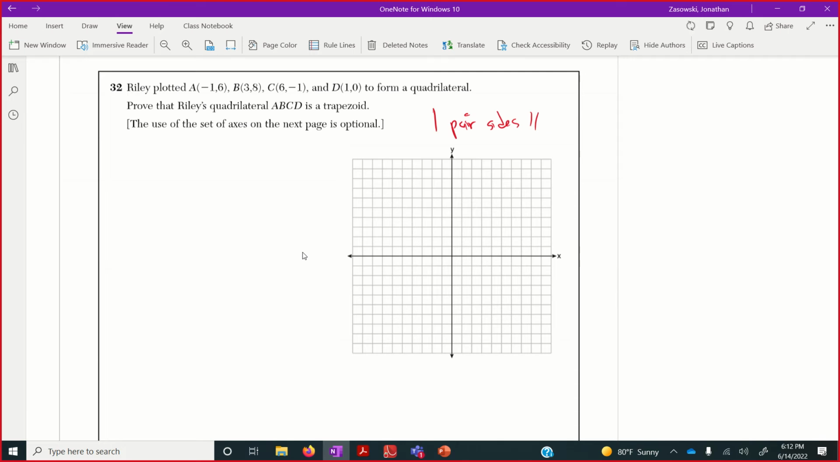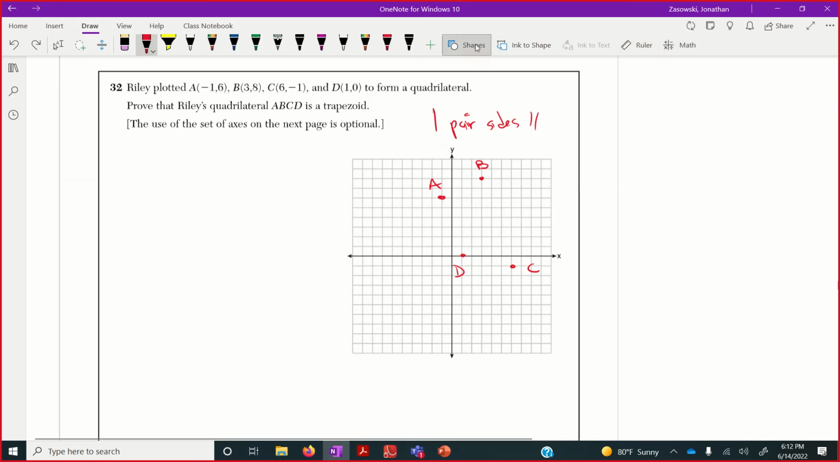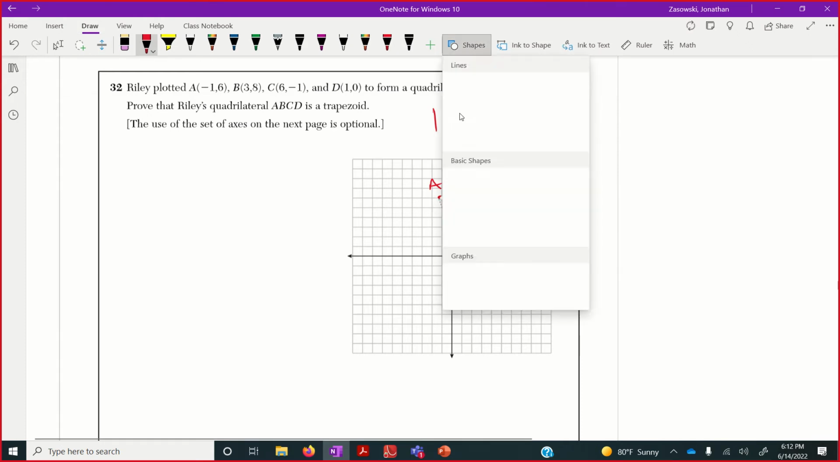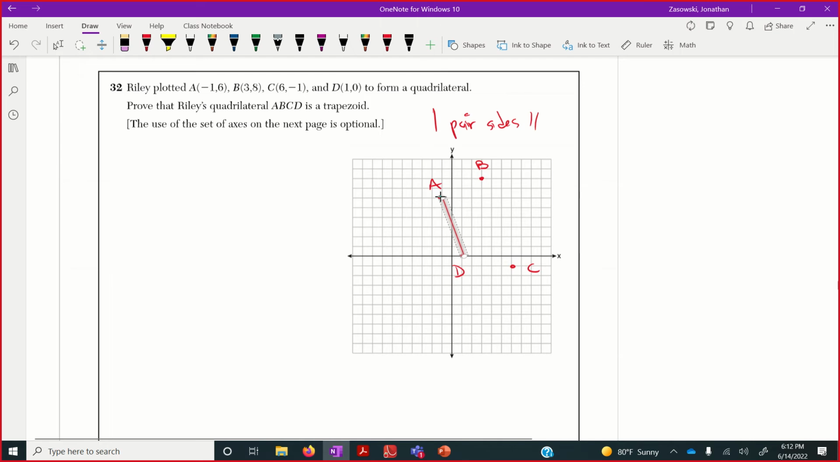So if we do -1, 6 is point A. We had 3, 8 for B. C is 6, -1. And then D was 1, 0. So when we're doing these figures, and just like during an exam, you'll have a straight edge to use for your purposes of at least drawing lines. Not allowed to measure them, but it's just used to draw straight lines. So keep that in mind.